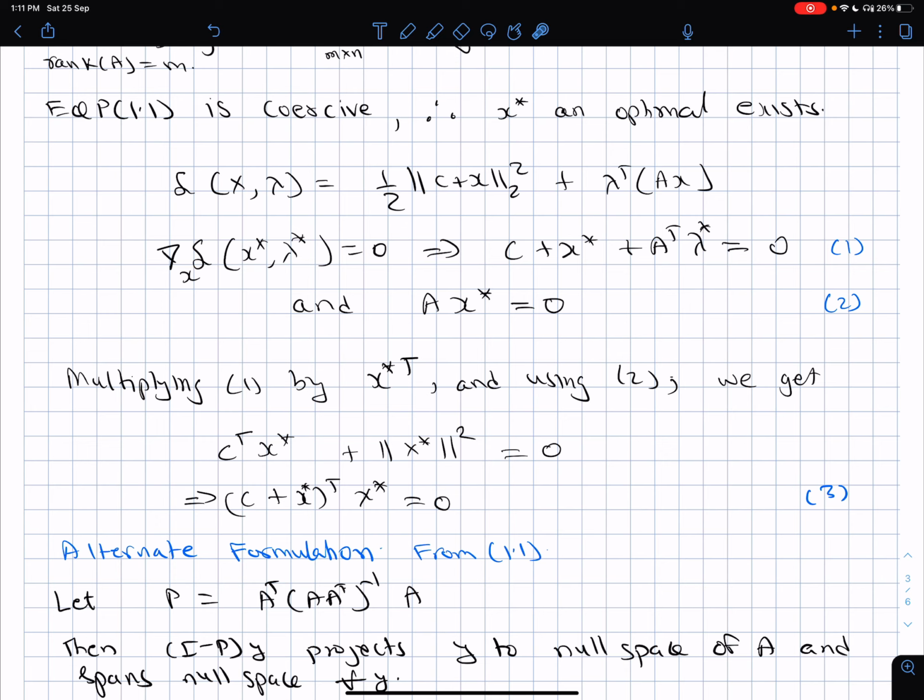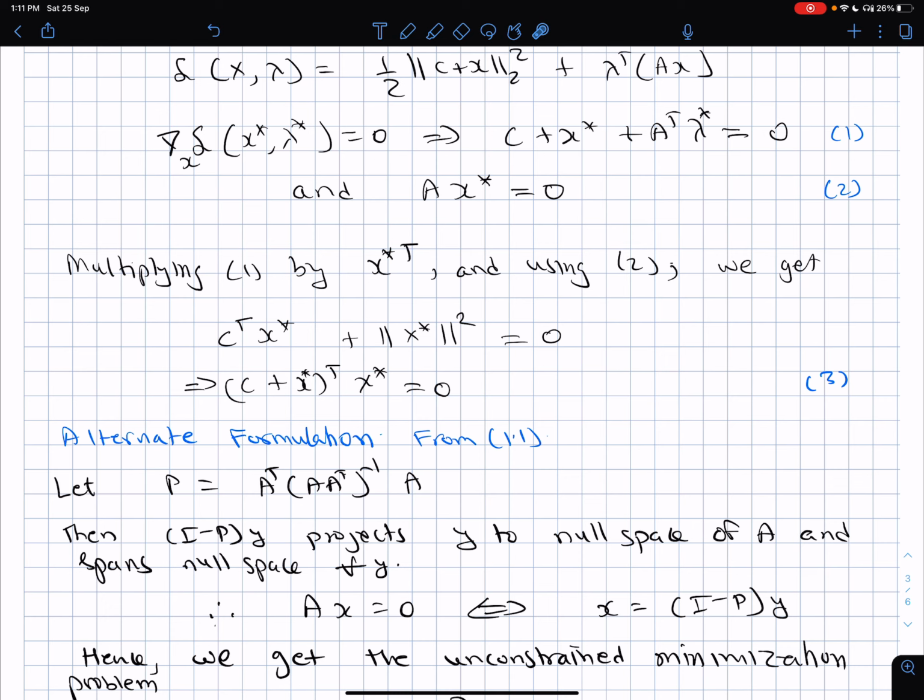x star vector. So I am going to now calculate the x star vector through the method of projection. I am going to use the projection of the A matrix. The projection of the A matrix is defined by A transpose, A A transpose inverse, A, and this is the projection matrix of A.